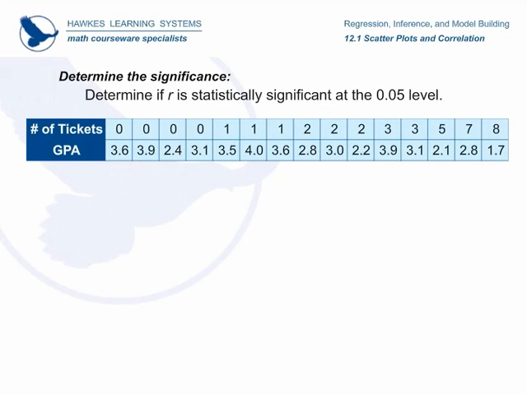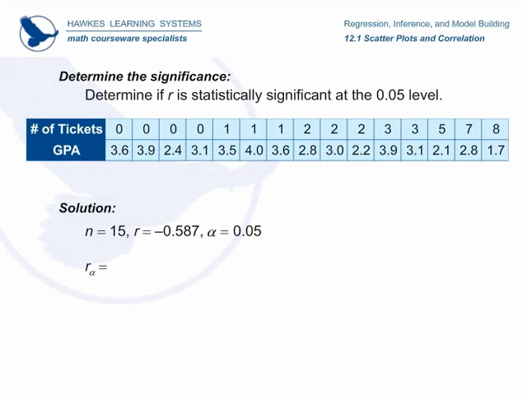So let's take a look at an example by collecting some data and determining the level of significance at a 0.05 level. Determine if the correlation coefficient r is statistically significant at the level of 0.05. So we have the number of tickets, and we've collected data 0 to 8. We have the GPA from 3.6 to 1.7. So we have n equals 15. We've collected 15 data values. Our correlation coefficient that we found using our calculator is a negative 0.587, and our level of significance that we've decided upon is 0.05.